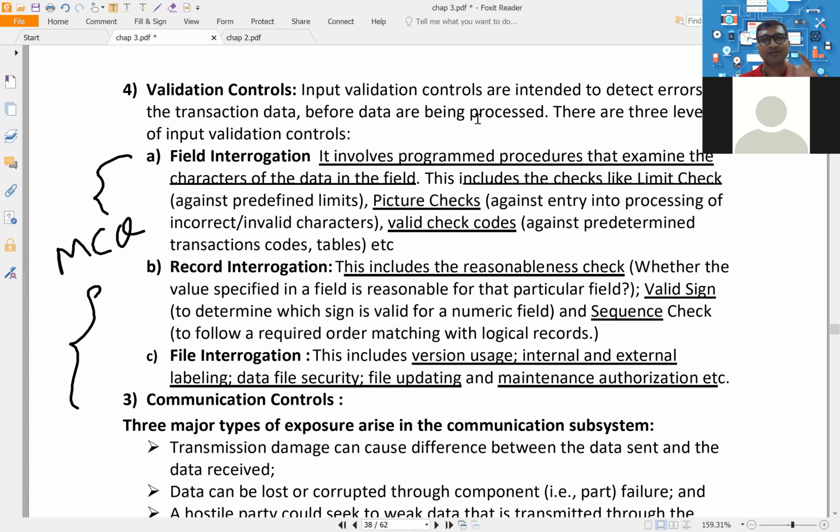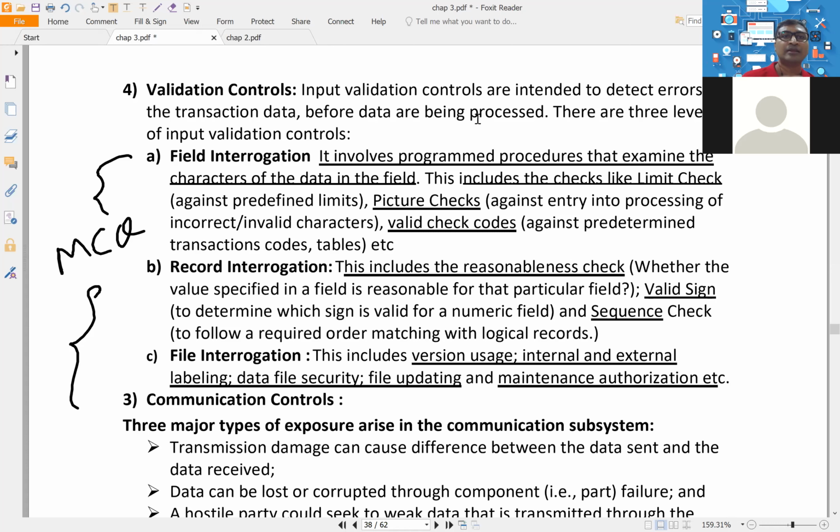Here, limit check: the data should be within predefined limits. If the field is numeric, then characters are not allowed. Picture check. Valid code check: predefined codes are there, and if you don't use those codes, it fails. Record interrogation: try to verify the entire record data with the physical invoices and check their sequence to find any missing entries. That is what record interrogation is.